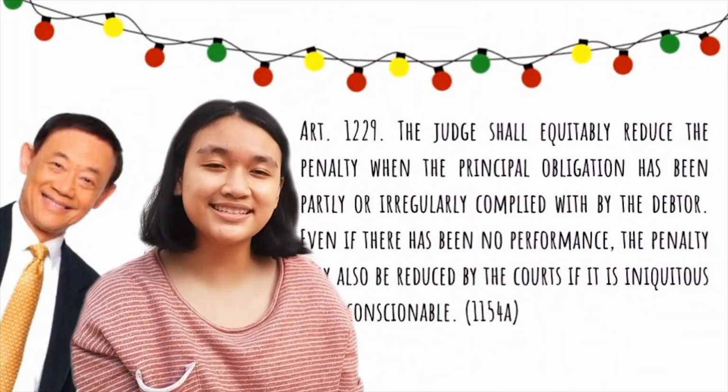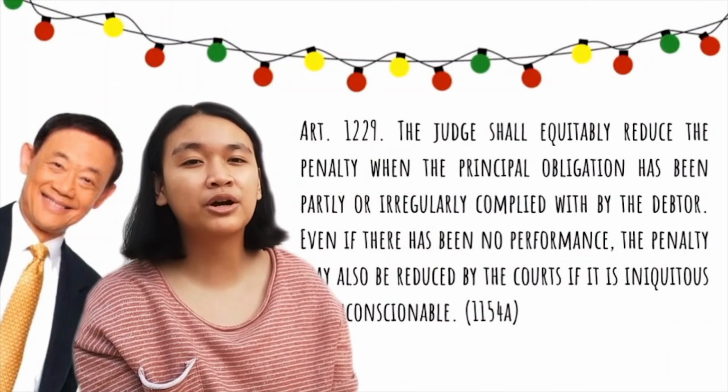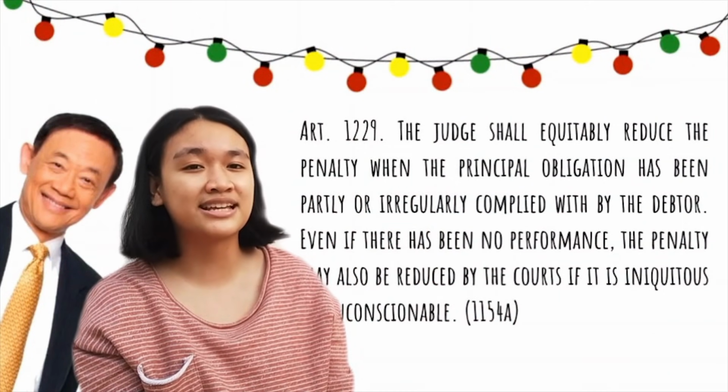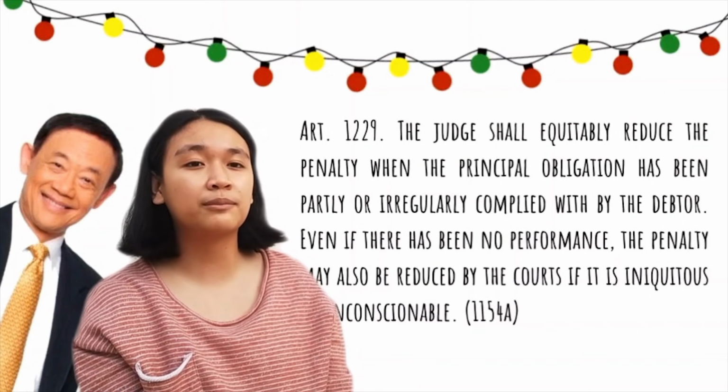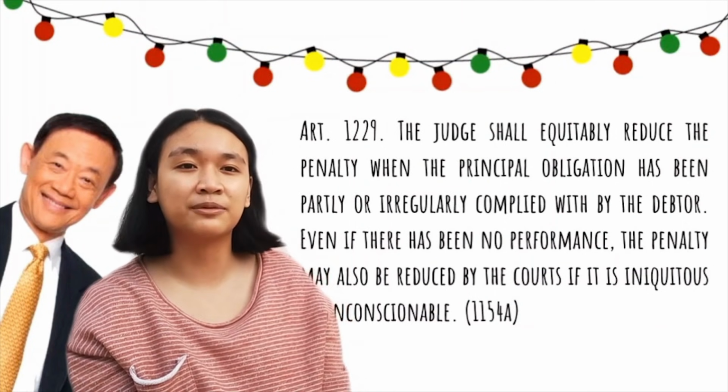But due to a conflict with Hart, Martin changed his mind and did not comply in giving the dowry. Will Martin be liable to pay the full penalty? Article 1229 states that the judge shall equitably reduce the penalty when the principal obligation has been partly or irregularly complied with by the debtor. Even if there has been no performance, the penalty may also be reduced by the court if it is iniquitous or unconscionable.